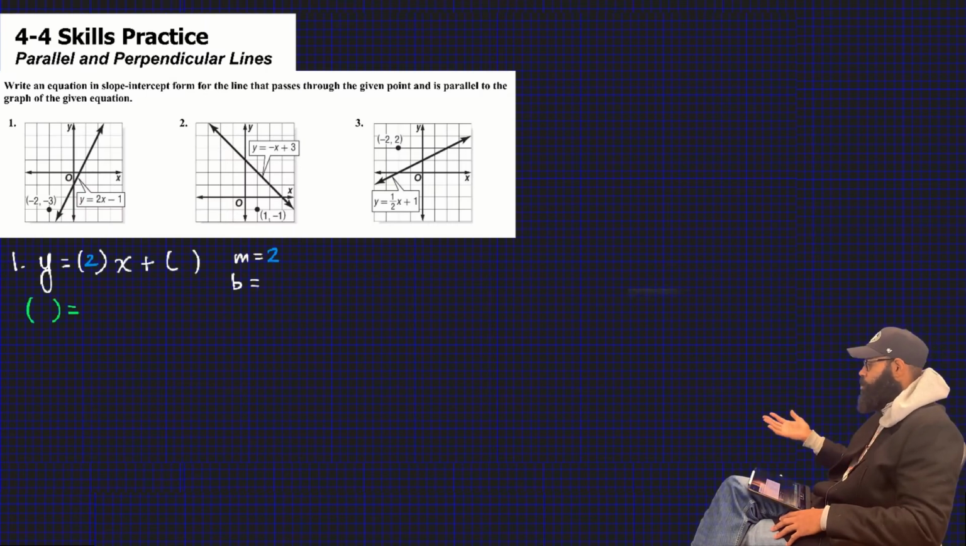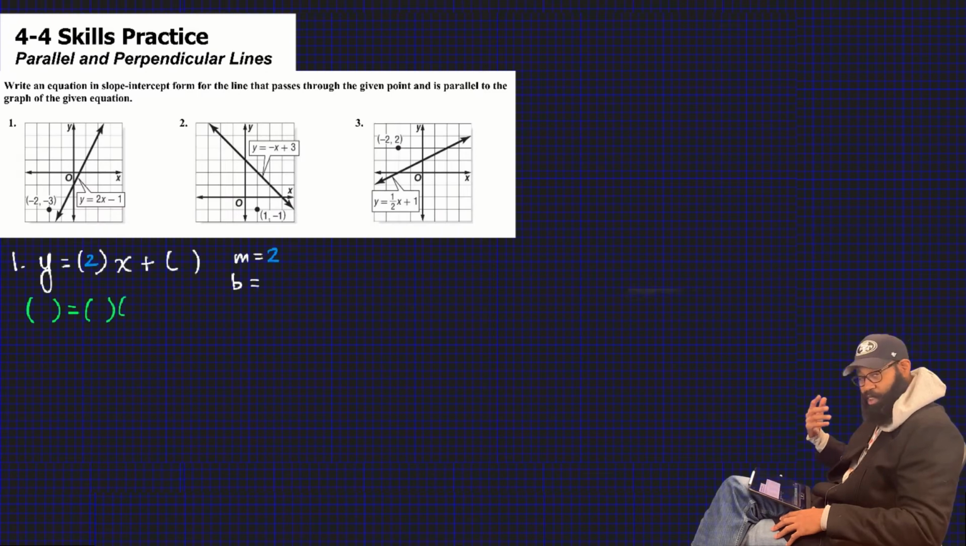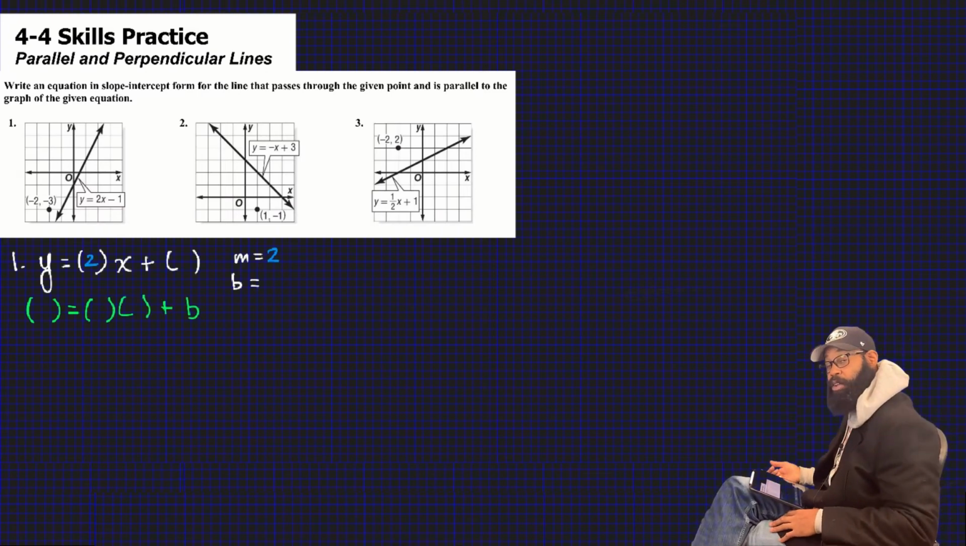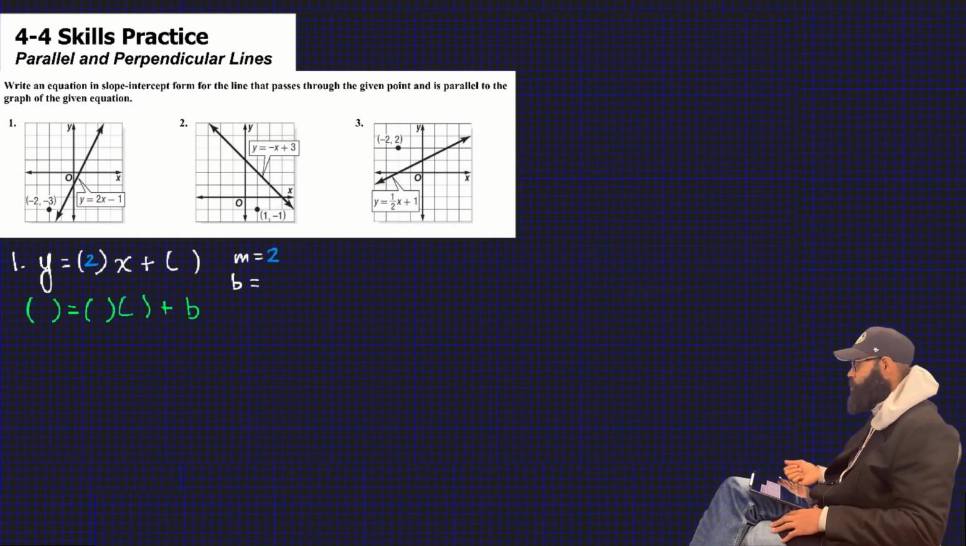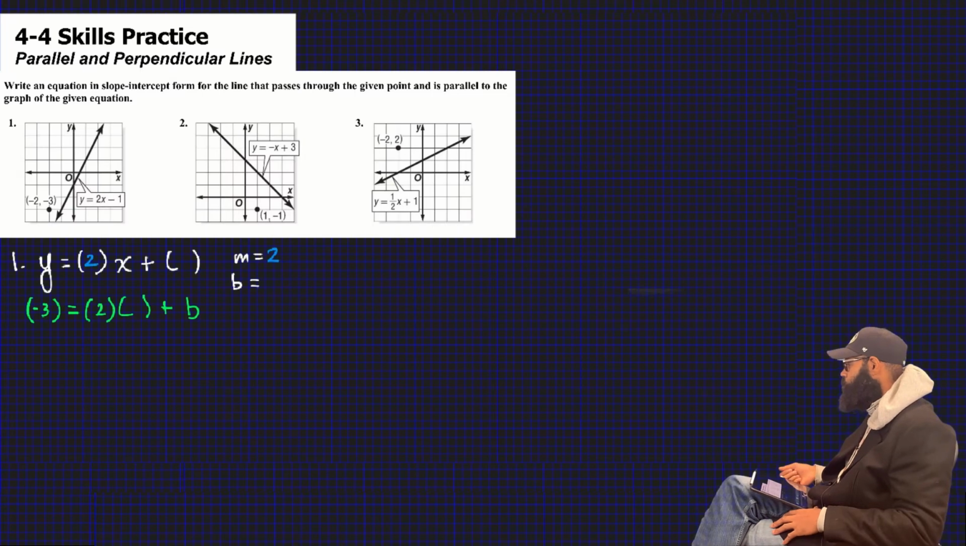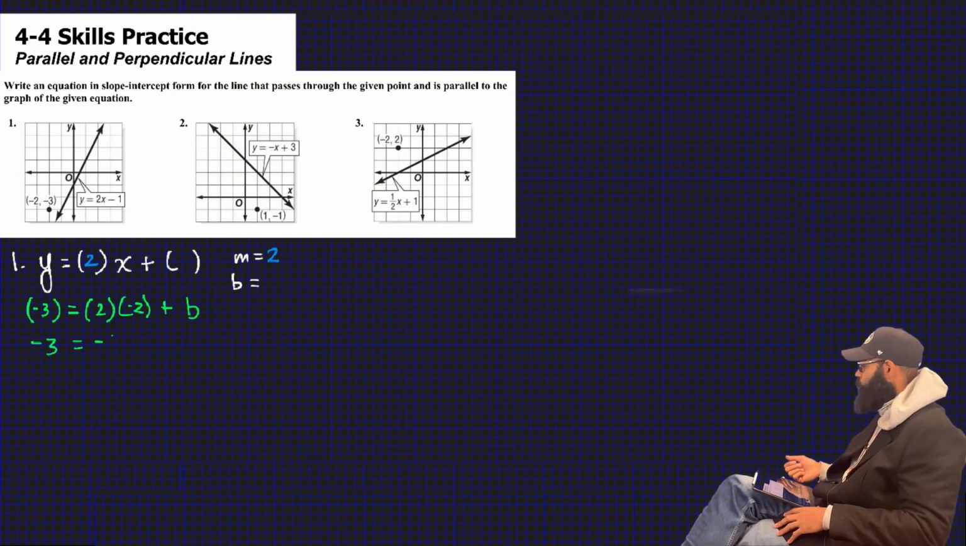How am I going to find b? Well, guys, the same way we did in the prior video. We're going to plug in the information given to us. We've got a point, so I'm going to plug in the y value, -3. Then we plug in the slope, m, 2, and the x value of -2. So -3 is going to equal -4 plus b. I'm going to add 4 to both sides, and I end up getting 1. So the y-intercept is 1.